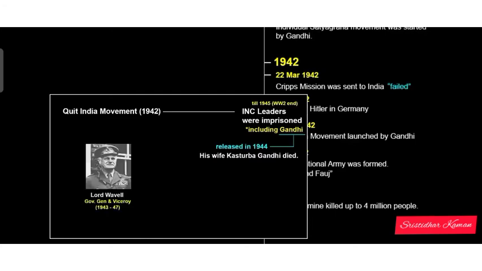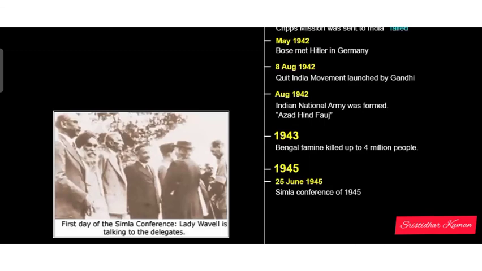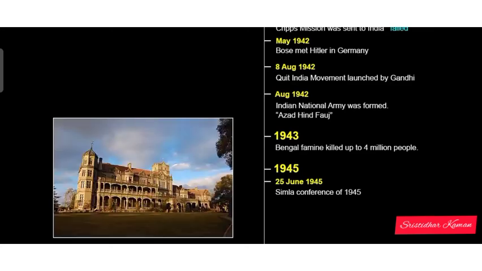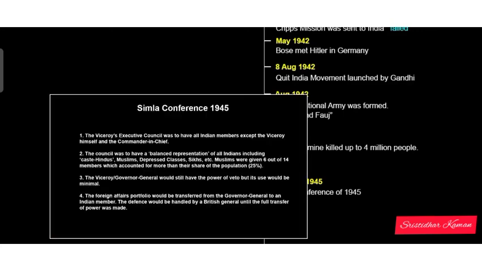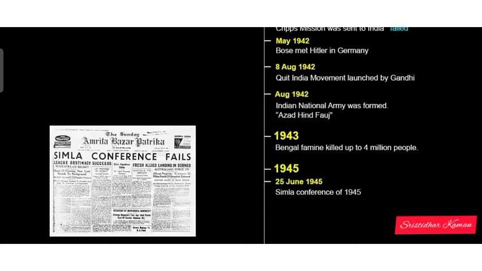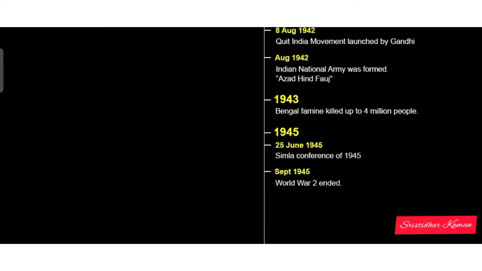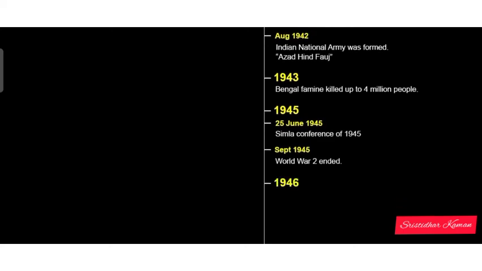During this time, the Governor General and Viceroy was Lord Wavell. On 25th June 1945, there was a meeting between the Viceroy Lord Wavell and all major political leaders of British India, including Gandhi and Jinnah, in Shimla, which came to be known as the Shimla Conference of 1945. The aim of this conference was to make a plan for Indian self-government. Now the Muslim League and the Indian National Congress were not coming to an agreement. The conference was a failure because the Muslim League and the Congress could not settle their differences. After this, World War II ended and a new Labour government was elected in Britain. This new government was keen on giving independence to India without much delay and sent the cabinet mission with that purpose.